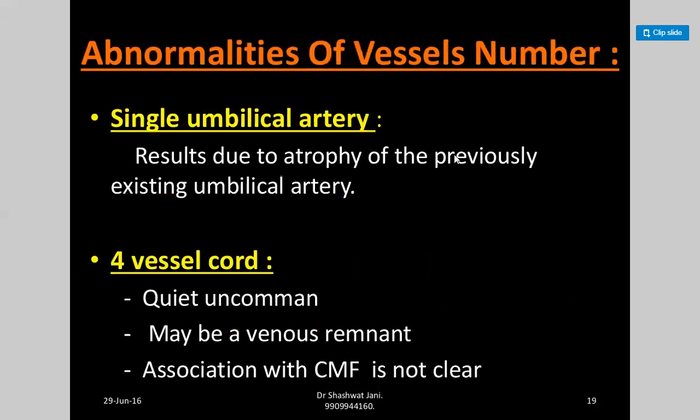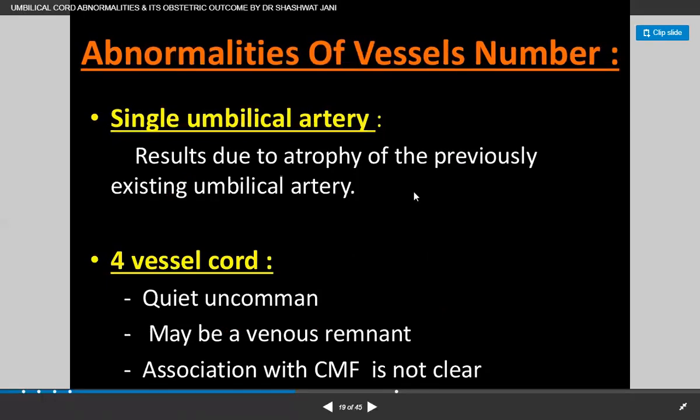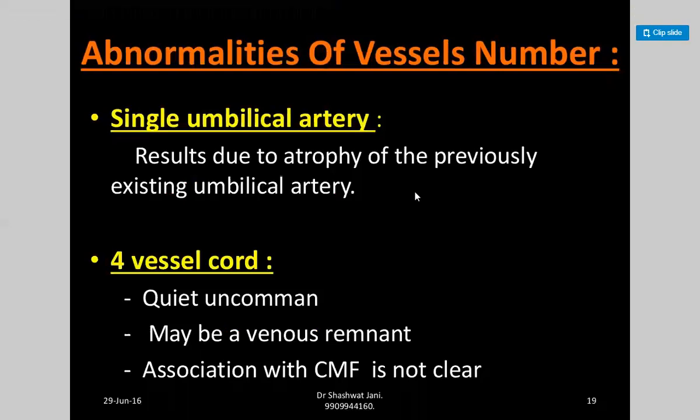Then, abnormalities of the vessel number. A single umbilical artery results from atrophy of a previously existing umbilical artery. What I know is that there are two umbilical arteries and a single umbilical vein, and that is normal, but sometimes there is a single umbilical artery. Why is it single? What happens to the other artery? It is due to atrophy of the previously existing umbilical artery. And sometimes there is a four-vessel cord, which is quite uncommon, a very rare situation, maybe a venous remnant.